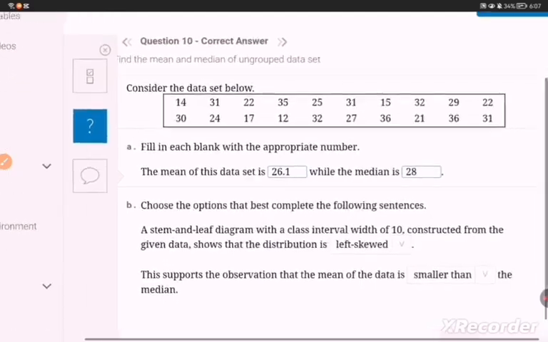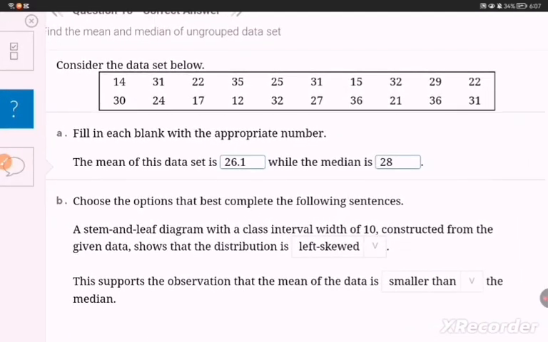Now, question number 10. They gave you a very big data set. It has 3, 6, 9. Okay, so they gave you a data set filled with 20 values. Now they want you to find the mean. So what you're going to do now is add them all together and divide by 20. If you add them all together, you get an answer of 522. Divide that by 20, and you get an answer of 26.1.